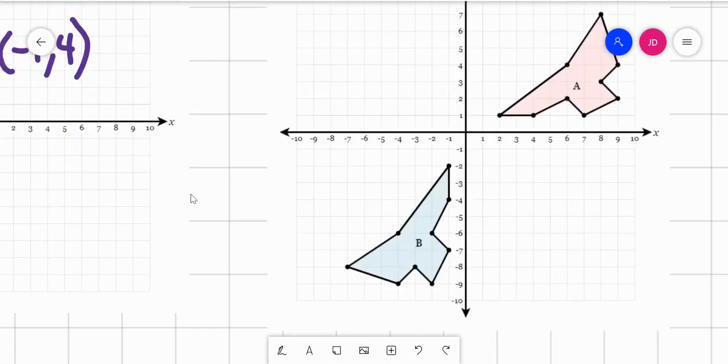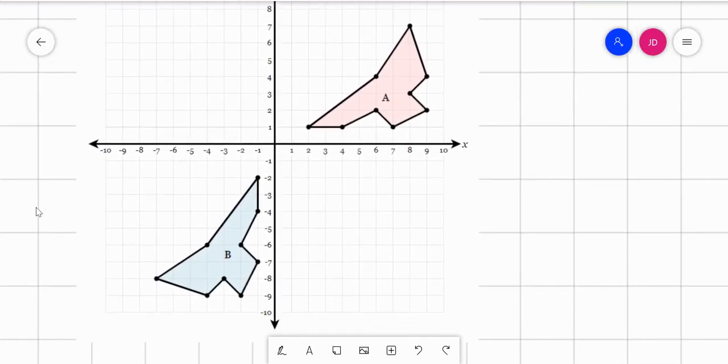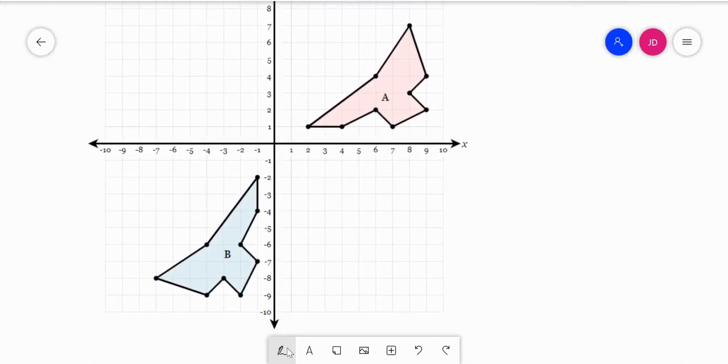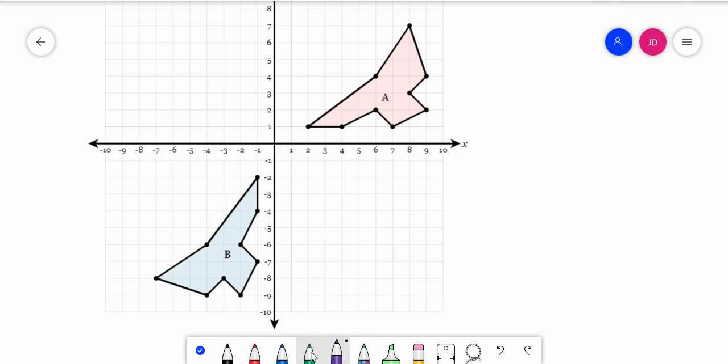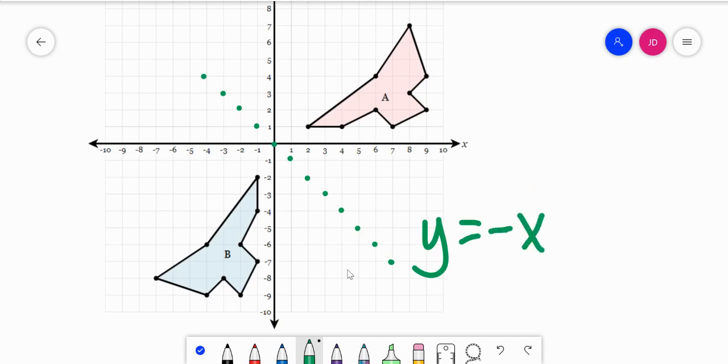Let's look at one more example. This one right here looks like the same kind of scenario, where it's being flipped over this line right here. I'm not going to go all the way through, but I'm going to go through just enough so that you could see, hey, this is where my mirror is. So this line right here, again, is the line y equals negative x.